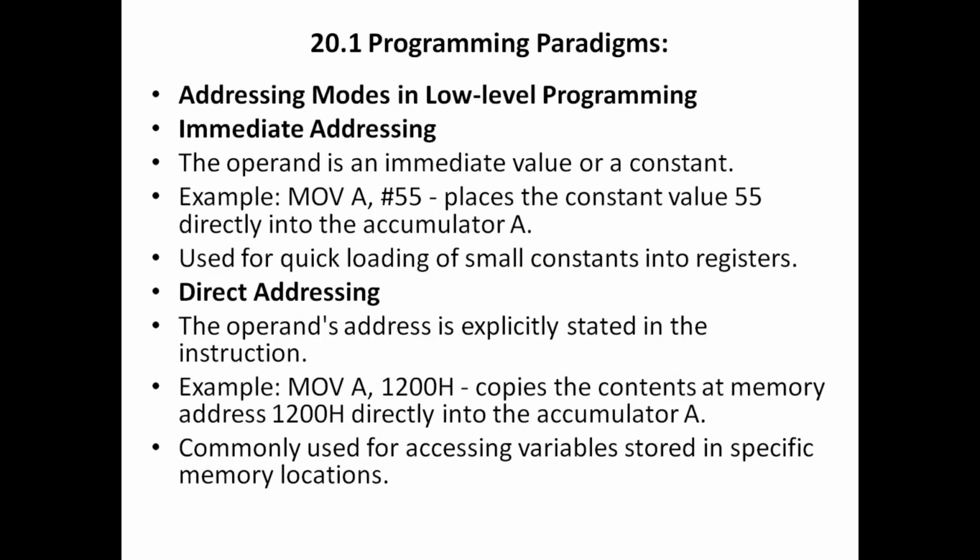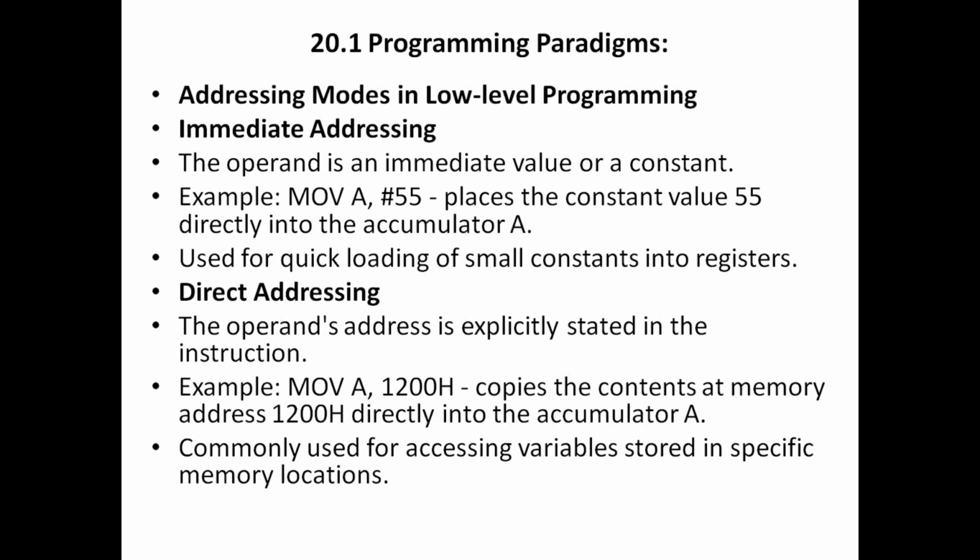We have several addressing modes in low-level programming. Don't worry, this part you have already studied in chapter number 4 as well. This would be sort of a playback to the things you already learned in chapter number 4. So we have immediate addressing, where the operand is the immediate value, like MOV A, #55, which would place the value 55 into the accumulator A.